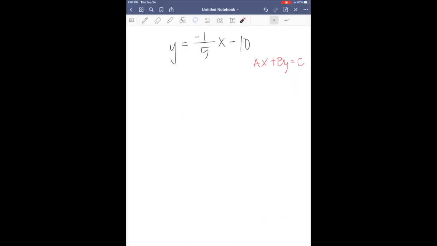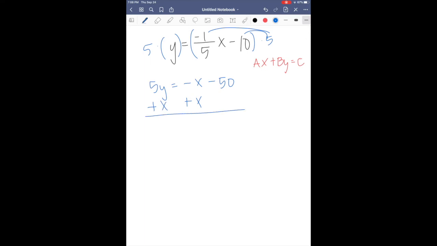If I had this equation in slope-intercept form and I wanted to rewrite it in standard form, again, my first step is I'm going to multiply everything by the denominator. 5 times negative 1, then divided by 5 is just going to give me negative 1, and then I'll just leave this as negative x. 5 times negative 10 is negative 50. Then from here, because I want my x on the other side, I'm going to add x to both sides.